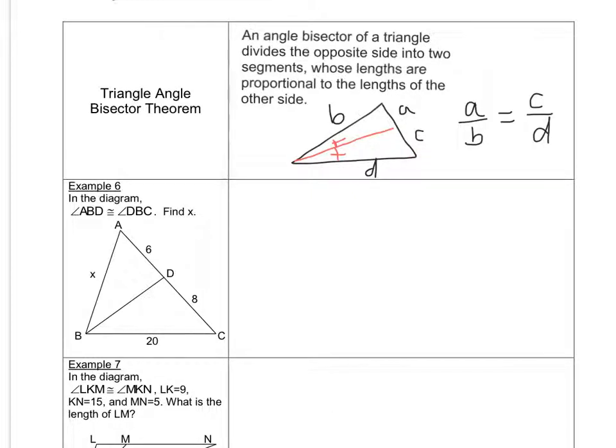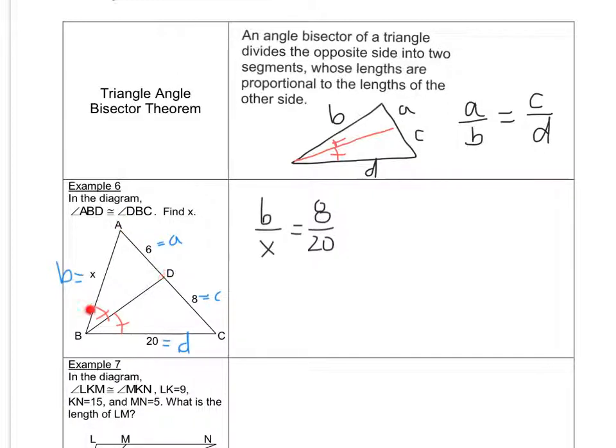Those are the relationships. So in example 6, it says that ABD, so this angle, is congruent to DBC, this angle. So let's find those pieces. This is my A and my C. This is my D, and this is my B. That means that 6 over x is equal to 8 over 20.